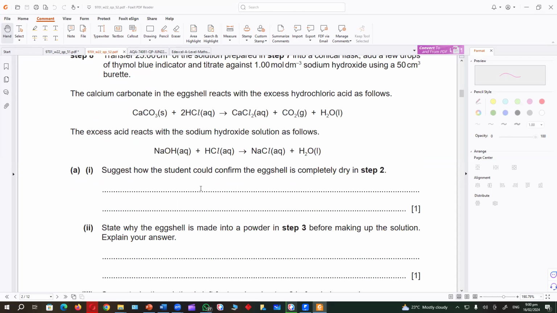How could the student confirm the eggshell is completely dry in step 2? He can leave it for some time in air. One simple idea can be this: you can also leave it to dry and then reweigh it until it has a constant mass. This is a possible approach. So we can weigh the eggshell.